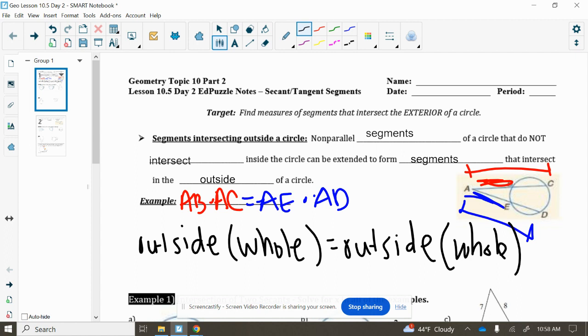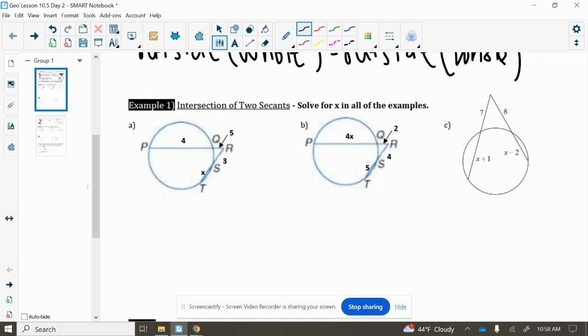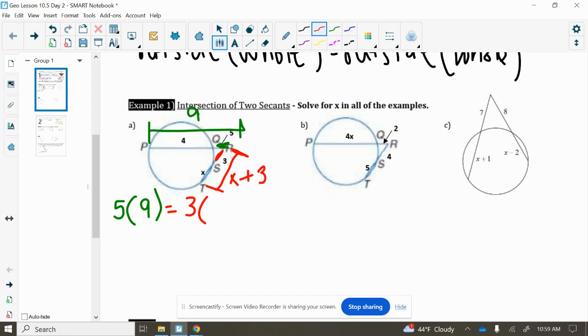So in examples down below, we see a couple of these. So notice our outside piece on this first one is QR, which is 5. And the whole piece here, P to R, is 9. So we're going to multiply those two together. And then we're going to do the same thing here with our outside piece RS. That's 3. That's going to equal the whole piece here. Now notice the whole piece is going to be the TS length plus the RX length, so x plus 3.